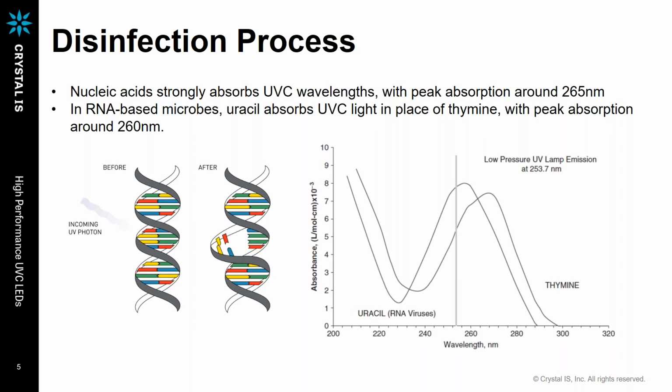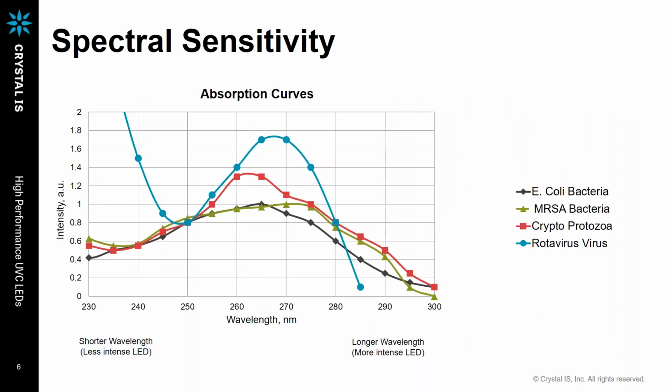Now, when I say thymine bond, this is typically true as far as DNA is concerned. But on the right-hand side plot, you can see there is a difference with RNA, which is viruses, which has uracil bonds. The light required is a little bit lower than that required for thymine, somewhere still in the 260 to 265 nanometer range. So not a big difference, still a UVC range. This is the basic idea for disinfection.